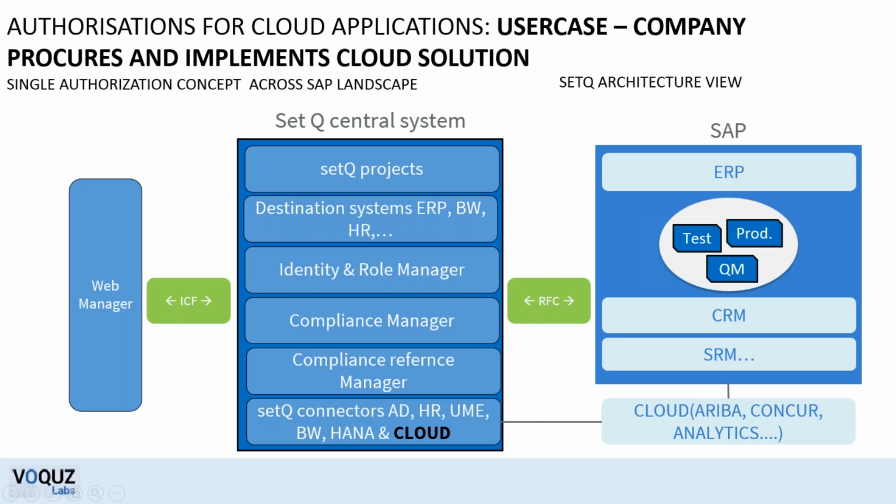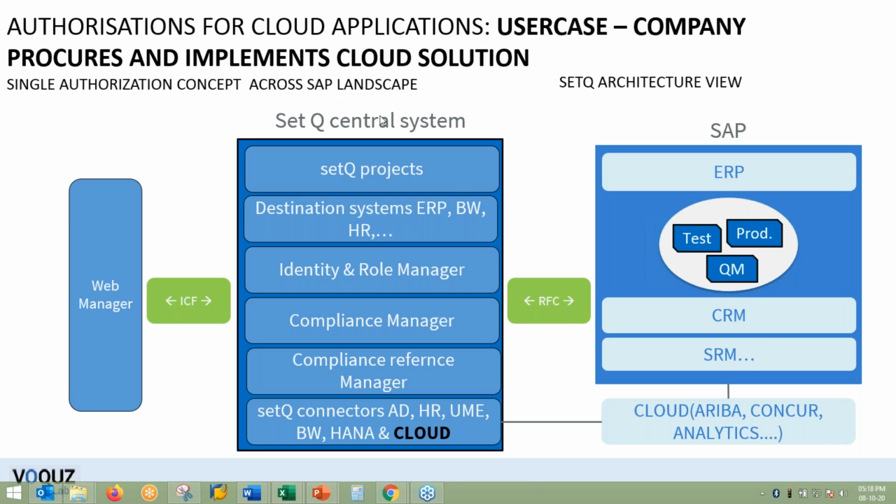Okay, what does the setQ architecture look like, and how would you get to it? In essence, it's an SAP add-on. You can install it on Solution Manager or any ABAP system. It comes as a centralized system. You can see here it has some additional RFC connections. It also has a web manager with an ICF link to it. And at the bottom here, you can see how we connect through what we call our cloud connector to a cloud solution. It could be Ariba, it could be Cloud Analytics, it could be SuccessFactors, it could be a whole lot of different elements. So in terms of the cloud.